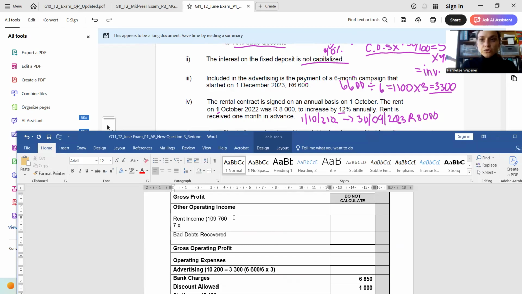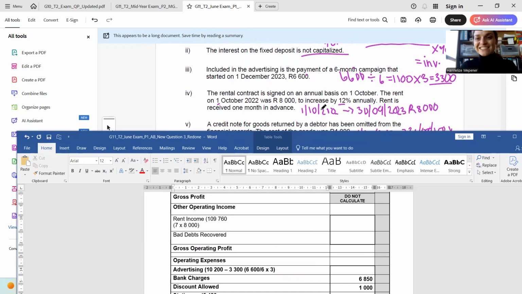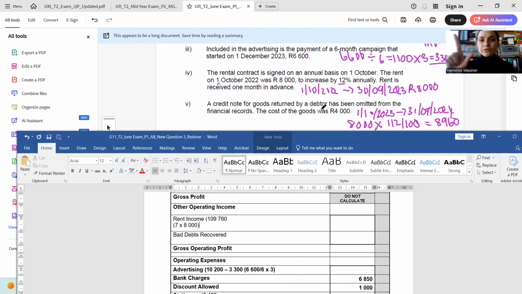For 7 months, you were supposed to receive 8,000 Rand, right? But obviously 7 months is not a full financial year. Then for October, November, December, Jan, and Feb, so plus 5 months, you had to earn 8,960 Rand. So let's quickly calculate that total there. 5 times 8,960. So in total, you were supposed to receive 100,800. So that is less than what you are currently showing here.